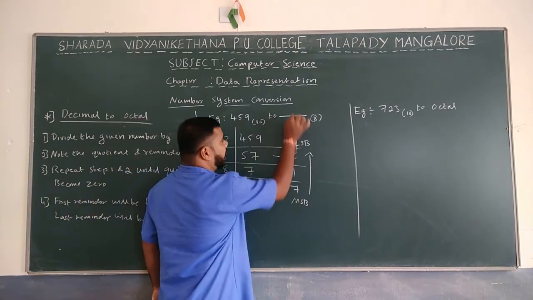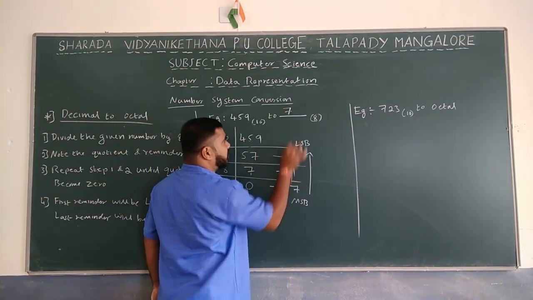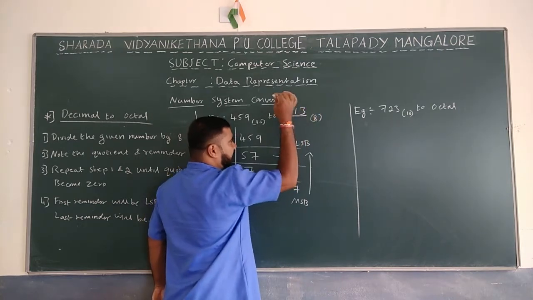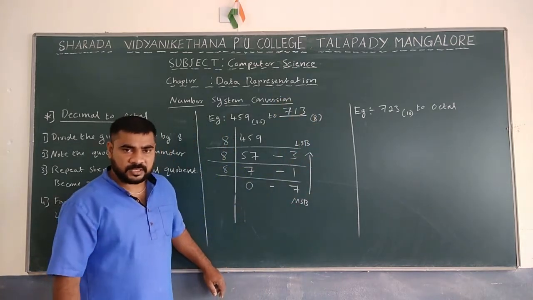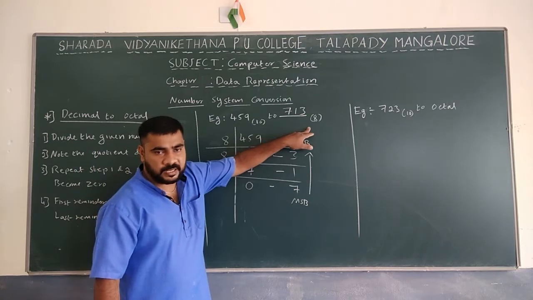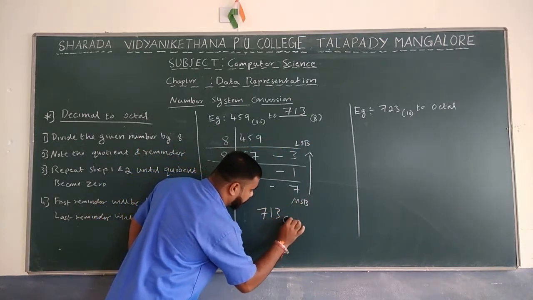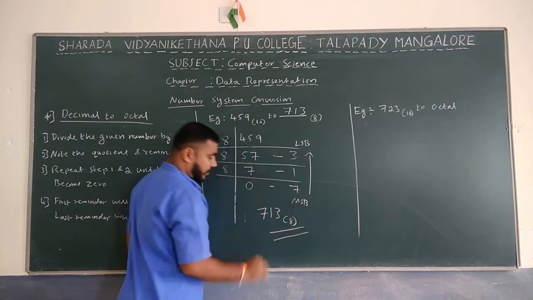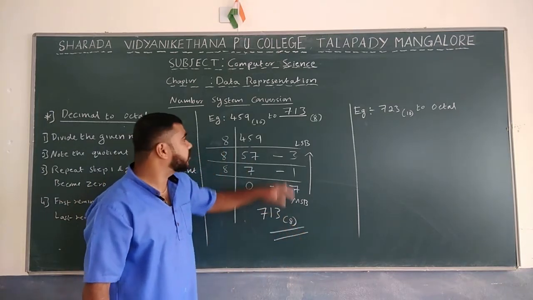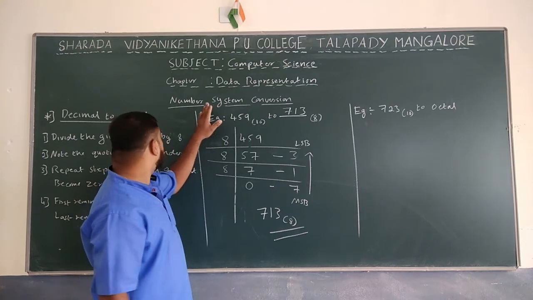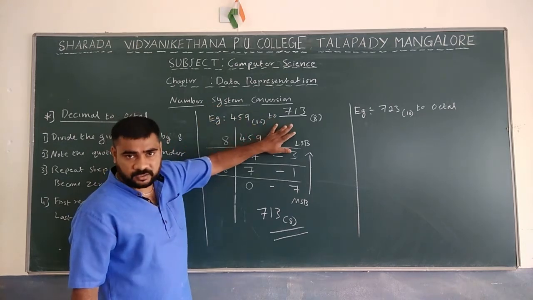First is 7, the MSB. Next 1, then 3. So 713. We write it as 713 base 8. So this is a conversion from decimal to octal.